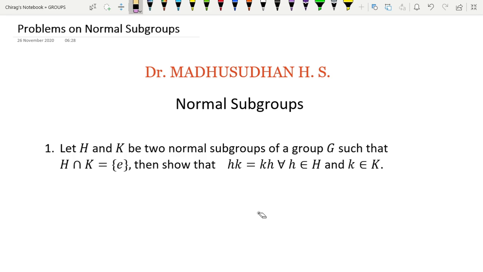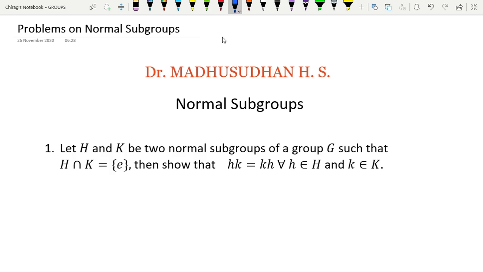Okay, in the previous session, we have proved many theorems on normal subgroups, and we know that normal subgroups play a very important role in groups. Now in this session, let us solve some problems on normal subgroups.